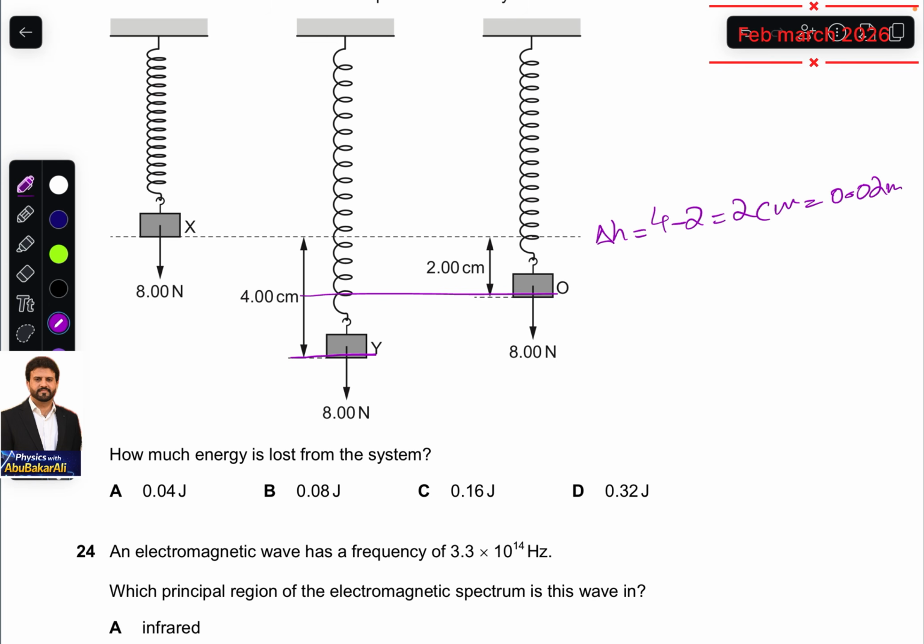So energy loss is basically equal to change in potential energy, that is mg delta h. We have mg is 8. This is the weight, right? So 8 multiplied by 0.02, that will give you 0.16. So this is option C.